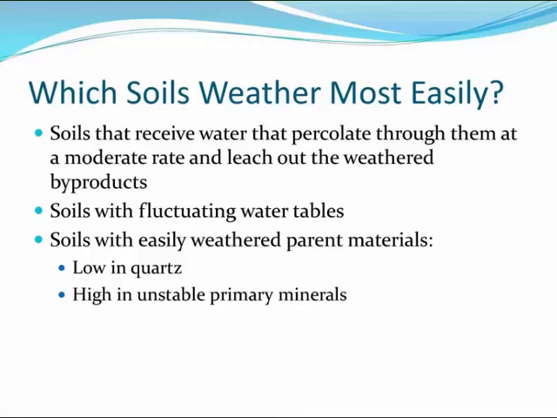All right. Soils with fluctuating water tables are ones that weather quite rapidly, and that's because they get wetting and drying cycles in the subsoil as well as in the topsoil. And then soils with easily weathered parent materials, and just to define those real simply, those are the ones that are low in quartz and high in unstable primary minerals. If the primary minerals are stable at the Earth's surface, they're not going to be very easily weathered.